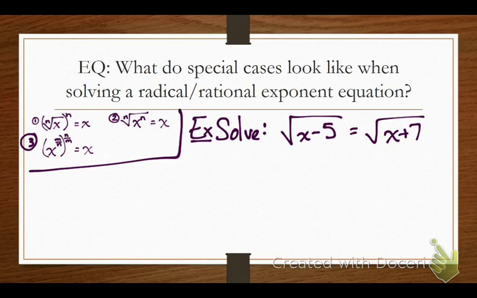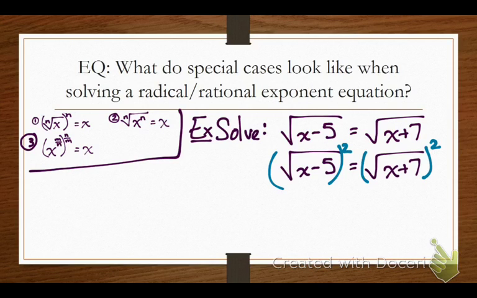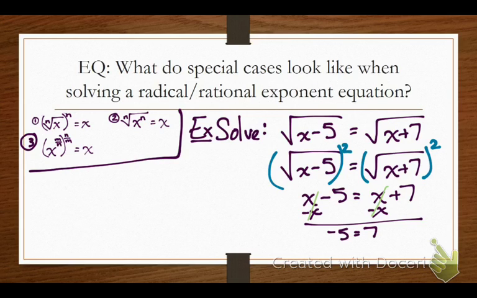So let's say we have the following situation. Square root of x minus 5 equals square root of x plus 7. In order to get rid of a radical, we're going to raise that to the index power on both sides. When this happens, the radical goes away. They undo each other, and we're left with x minus 5 equals x plus 7. If you try to get your x's together, so subtract x on both sides, the x's go away, and you're only left with negative 5 equaling 7. This is a false statement, so we say no solution.